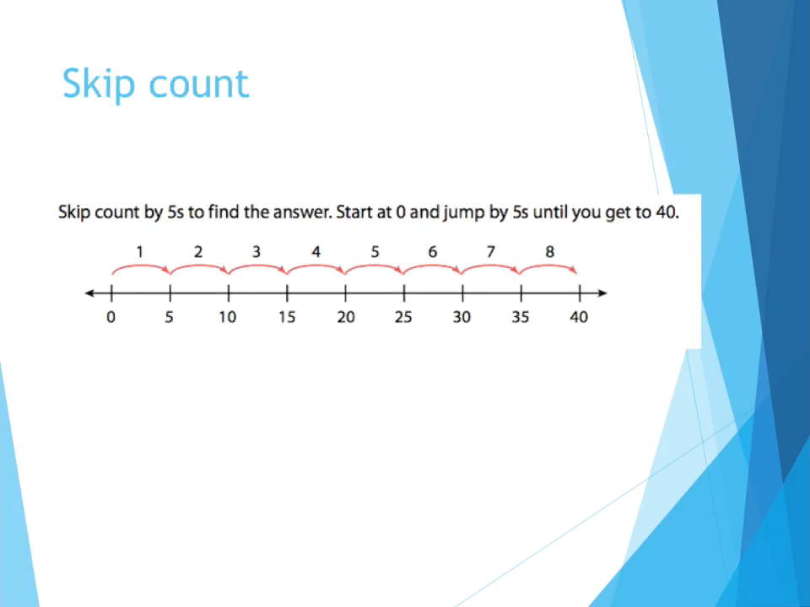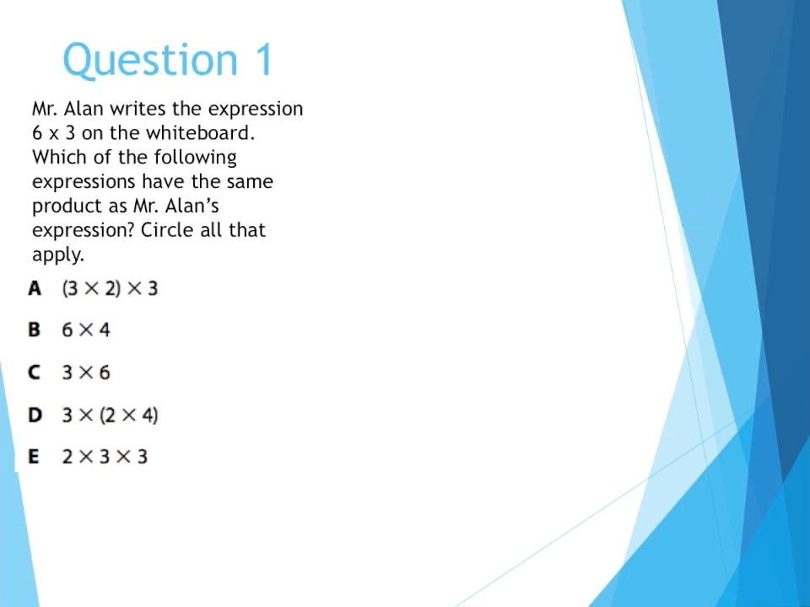All right, we can also skip count. So when I think about my 5s or my 2s or my 10s, skip counting is easy for me. It may not be so easy with some other numbers, just depending on your strengths. But in this case right here, jumping by 5s to get to 40 would be easy for me because I can do that. And you can see here that 5 times 8 gives us 40 because there's 8 jumps of 5. Okay, so now we're going to move on over to question 1.